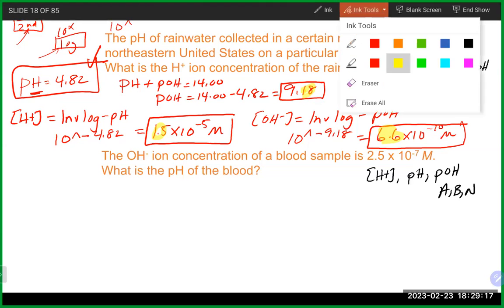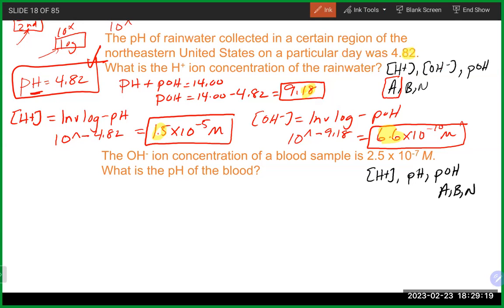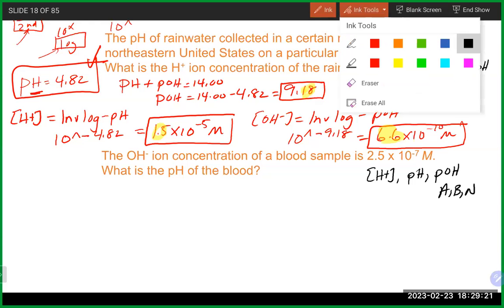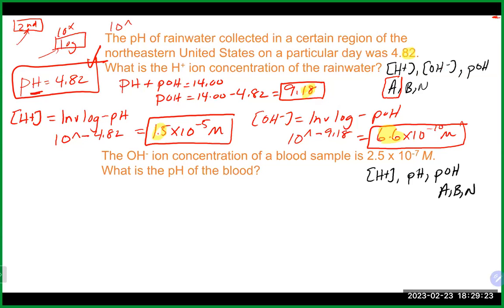All right, looking at the bottom one here. Looking at the bottom one, we are given the OH minus concentration. So once again, because they did give you the OH minus concentration, there is nothing wrong with using the KW expression like we did before.